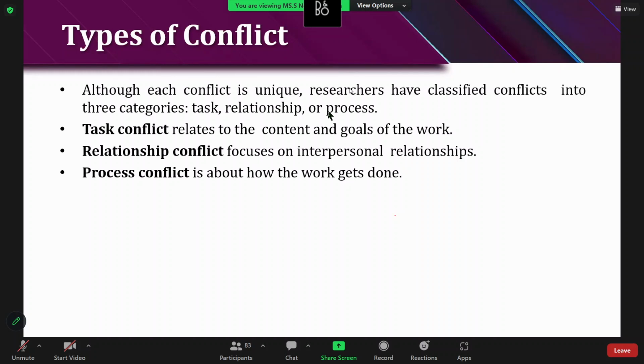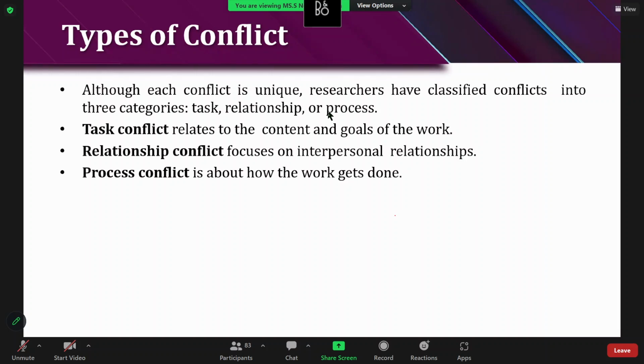Am I properly audible? Are you all hearing my voice clearly? If you cannot hear me clearly, please let me know. I'll try to increase the sound of my voice.